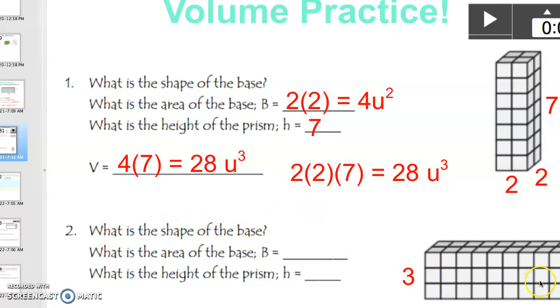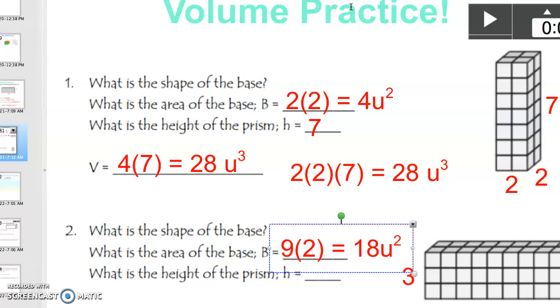So this here is another rectangular prism. Again, it's a rectangular prism because the base is a rectangle. So to find the area of this base here, it's a 9 by 2. So you see how the bottom is a rectangle? That's 9 by 2. To find the area of a rectangle, again, it's just base times height. So 9 times 2, that is 18, and it is units squared, because again, area is units squared.